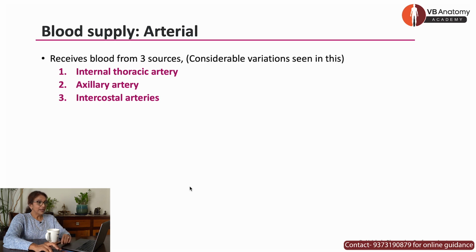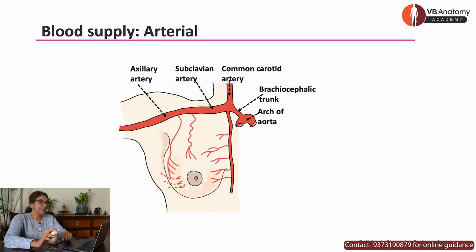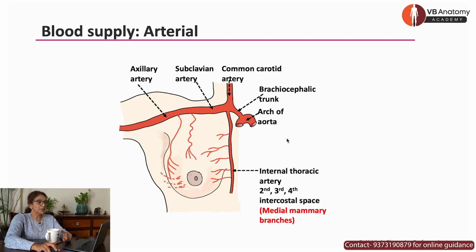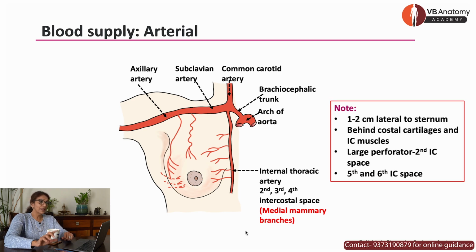Blood supply of mammary gland, important from the point of view of surgery, of course. There are 3 main arteries we have to think of: internal thoracic, axillary, intercostal. Let's take a look. So these are all arteries you are aware of. Here is the internal thoracic artery, branch of the first part of subclavian. Its branches pass through the second, third, fourth intercostal space, form medial mammary branches, and supply the mammary gland. Some of these can become very large and dilated, forming large perforators. Especially large perforator may be seen in the second intercostal space. Sometimes such large perforators from the fifth and sixth space also come to supply the mammary gland.